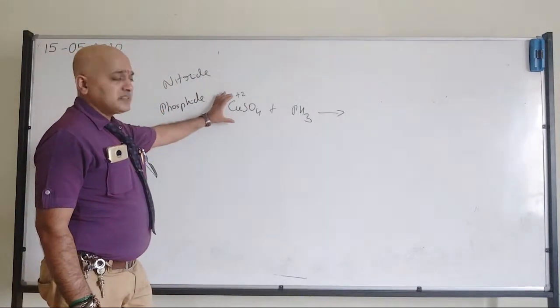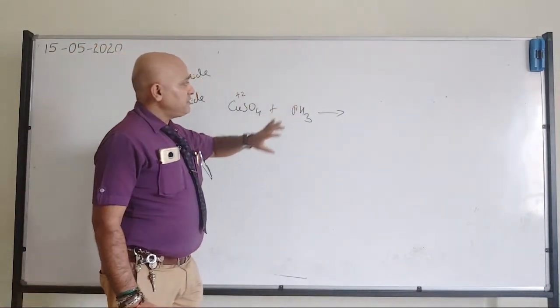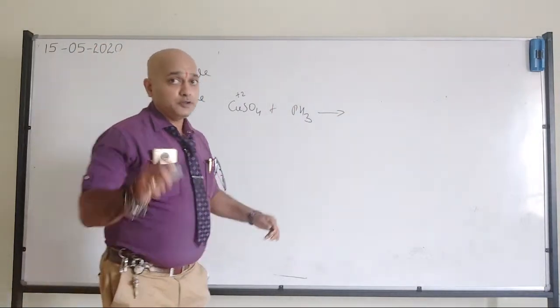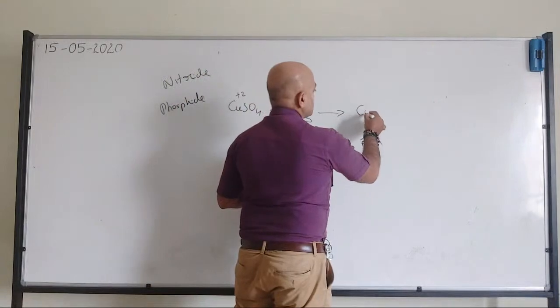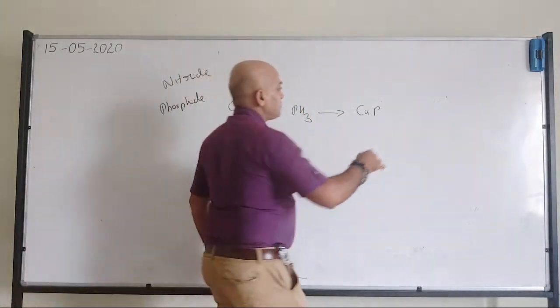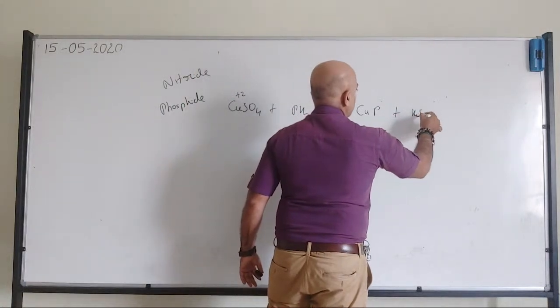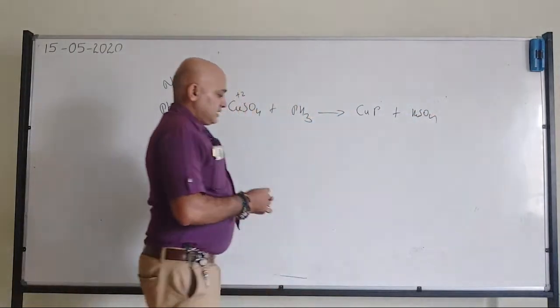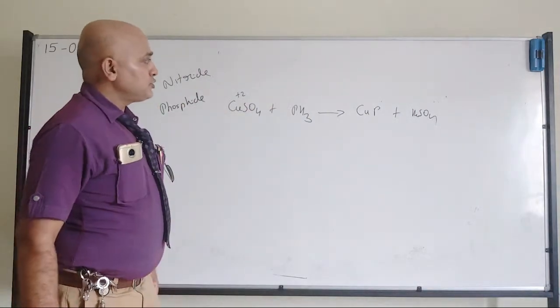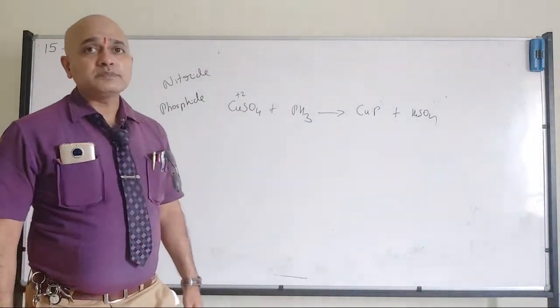I have copper sulfate. When it is treated with phosphine, I am going to get copper phosphide. You should tell me the formula. CuP, I will write only CuP. And another product will be H2SO4. Now, what should be the formula for copper phosphide?